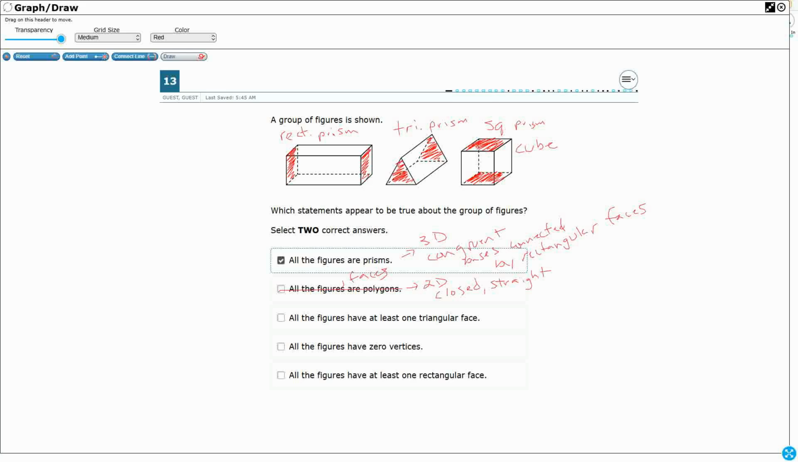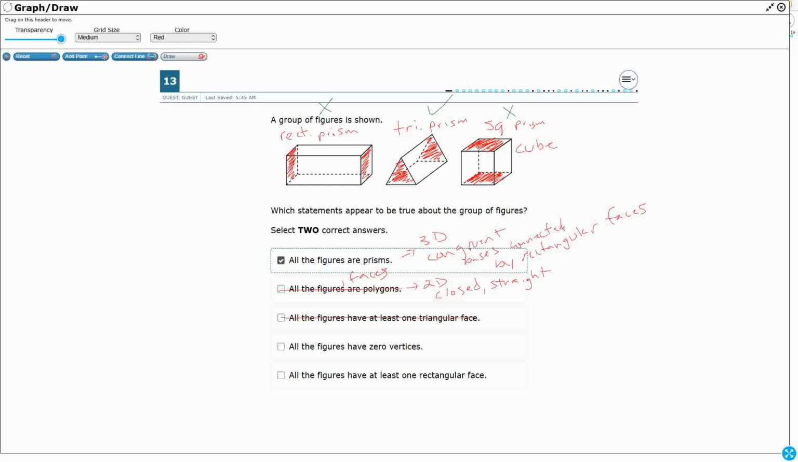All the figures have at least one triangular face. Well, the triangular prism has a triangular face, but obviously this one does not, and this one does not. The cube and the rectangular prism do not. So we can't say all the figures have a triangular face. Only the triangular prism does.